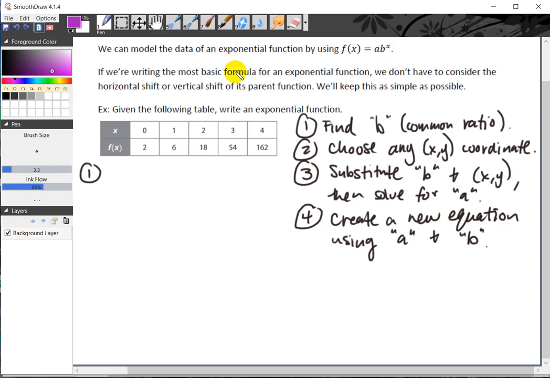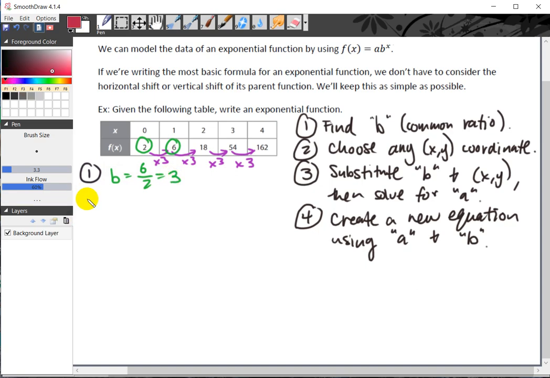Basically, we need to look for a certain pattern between the y values. You can see here that you would multiply by 3 to get to the next number. Another way you can do this is to look at the second number and the first number, and calculate b as 6 divided by 2. And 6 divided by 2 is going to be 3.